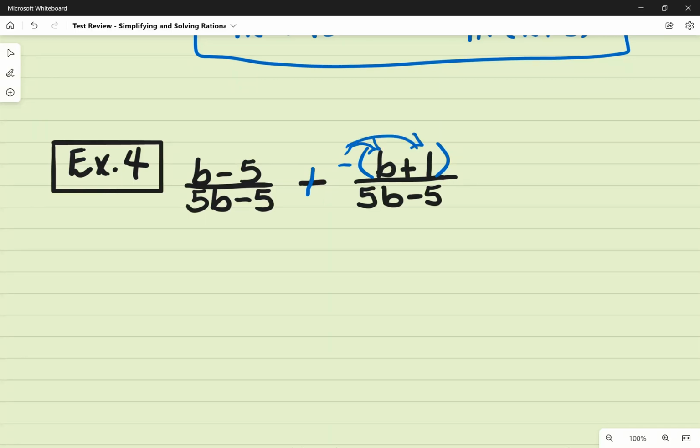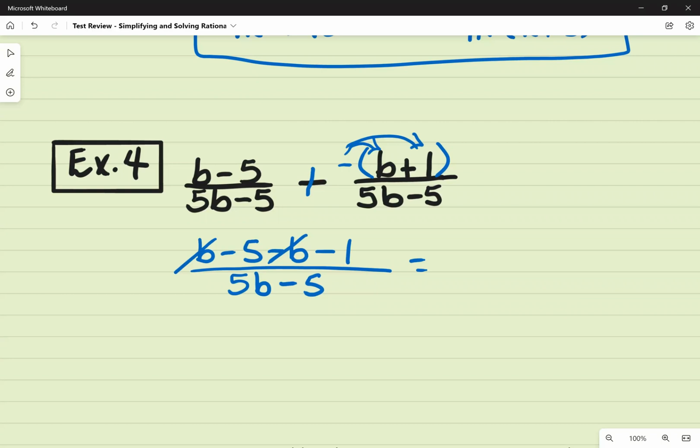So when I rewrite it, I have one big fraction bar, 5b minus 5. And then on the top again, I'm just combining like terms. I have b minus 5. Don't do plus minus, just do whatever is shown in your numerator. So that's now negative b minus 1. I'm going to combine my like terms on the top. So I have b minus b, which is just 0, and then negative 5 plus negative 1, which is negative 6, all over 5b minus 5.